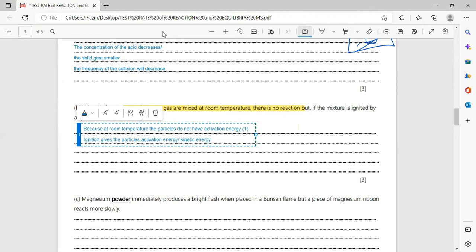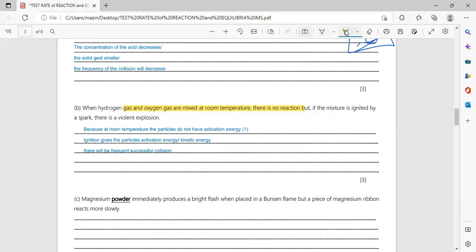Okay, and then if this is there, there will be successful collision. Successful collision means a collision which breaks the bond. There will be frequent, as it says, the reaction will be fast. So I write frequent successful collision.